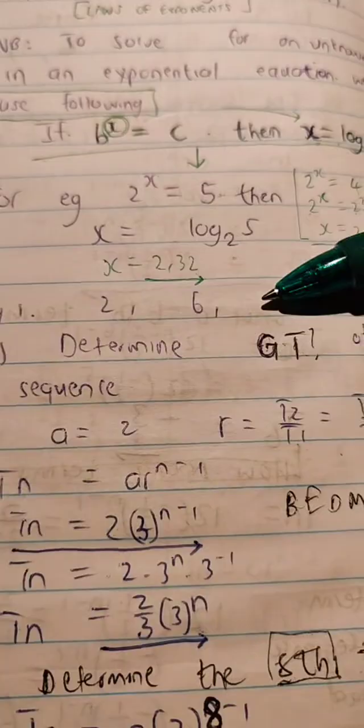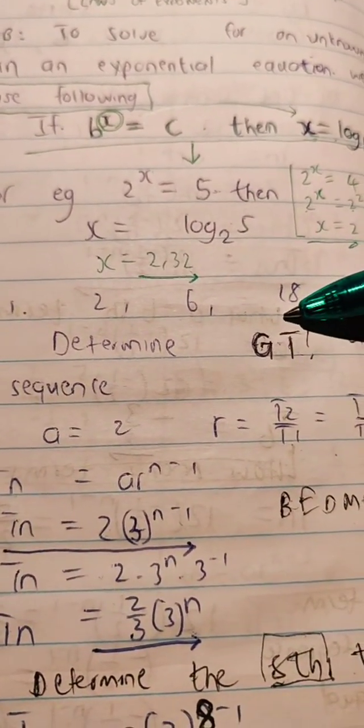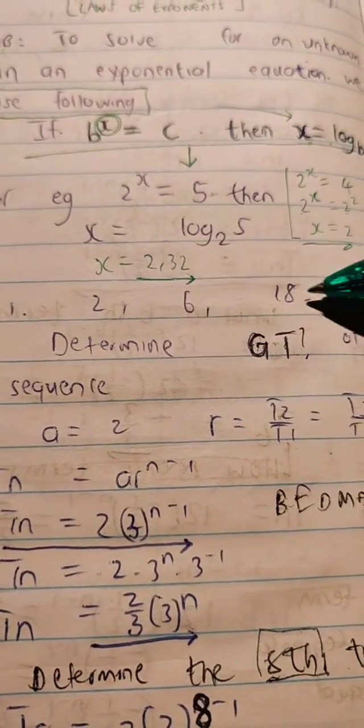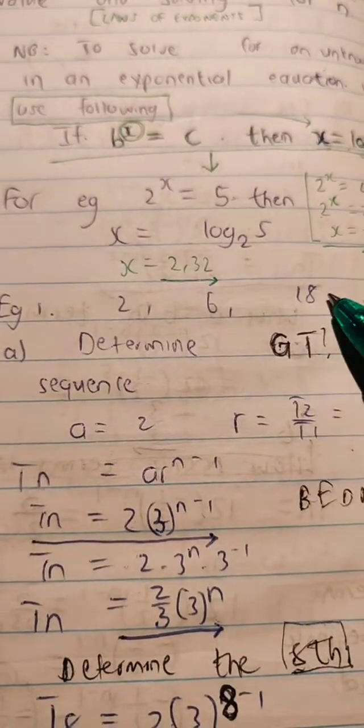2, 6, 18. Now, let us study the sequence. We have 3 terms, but what we want to see here is what type of sequence we have. 2, 6, 18.